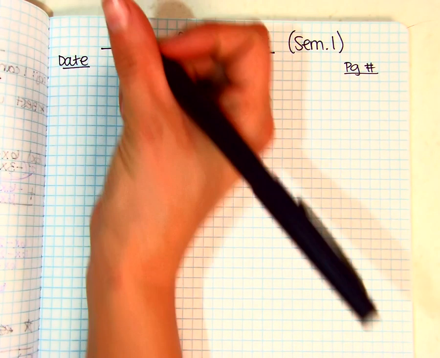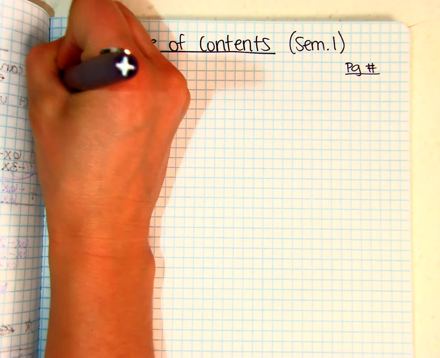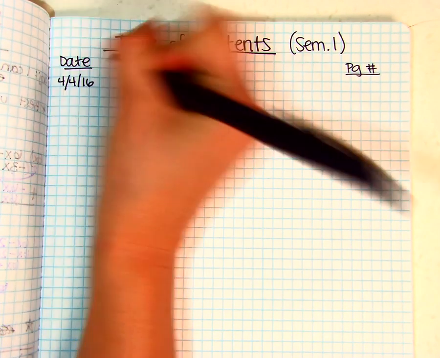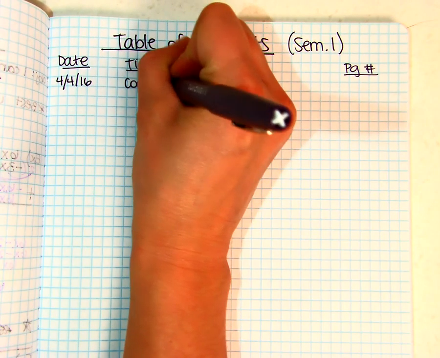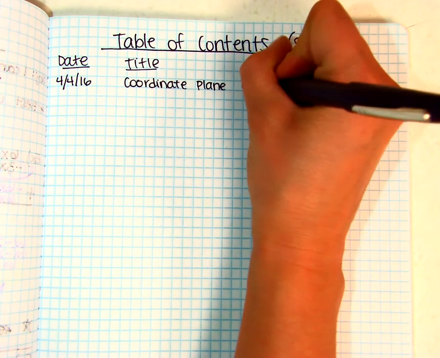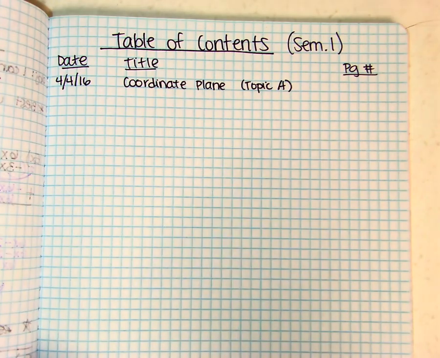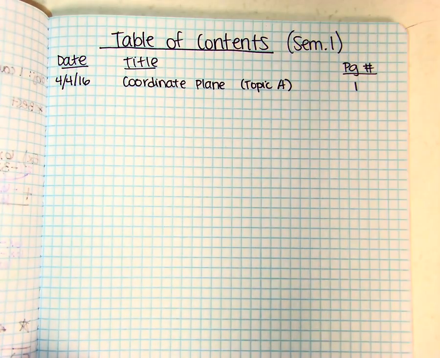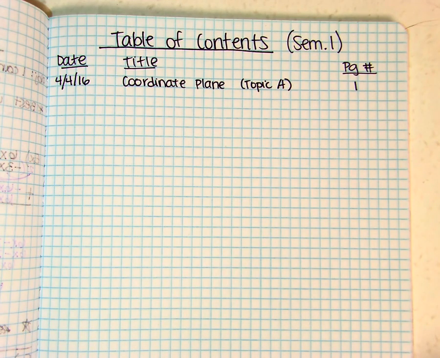The date will be April 4th, since you guys are doing this on April 4th. The title of our notes today is the coordinate plane. Okay, and this is going to be topic A. We're going to cover a lot of different topics. I'm going to restart my numbering system, so I'm going to start at page 1. Okay, so page 1. Once you have that set up, go ahead and turn the page.